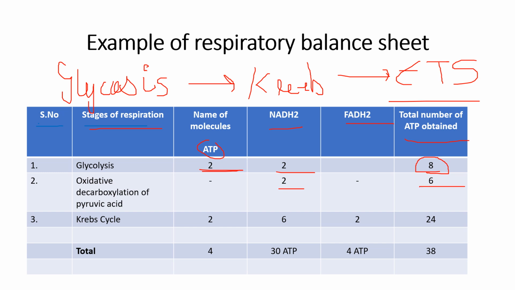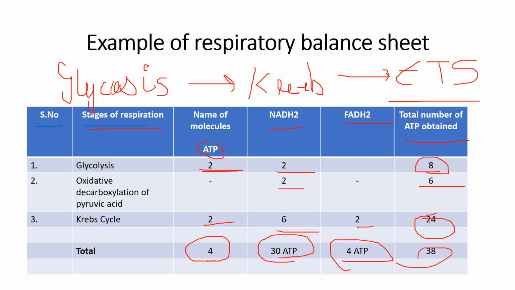Then in the Krebs cycle, that is the citric acid cycle, the total number of molecules obtained is 2 ATP, then NADH2 is 6 and FADH2 is 2. So the total number of ATP obtained here is around 24. So if we calculate all these, the totals will be 4, 30, 4, and 38 will be the total number of ATP obtained. So this is how a respiratory balance sheet occurs.